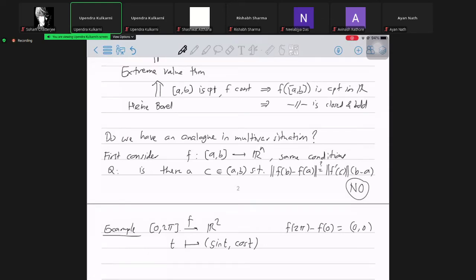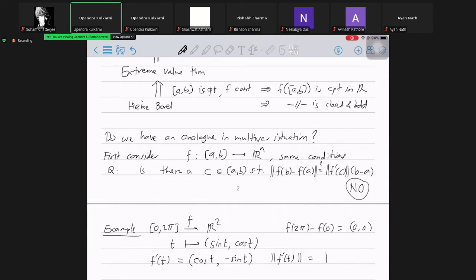So let's call this f. F prime of t is what? Well, so in particular, the norm of this is always equal to 1. Yeah. So the answer is no.